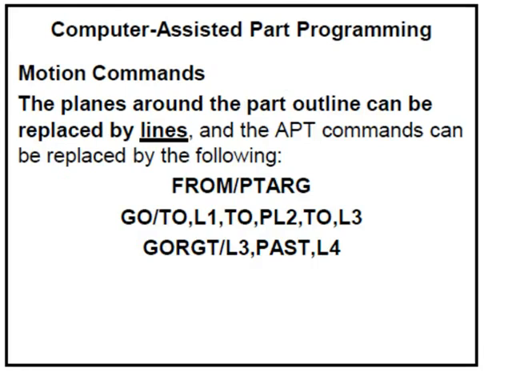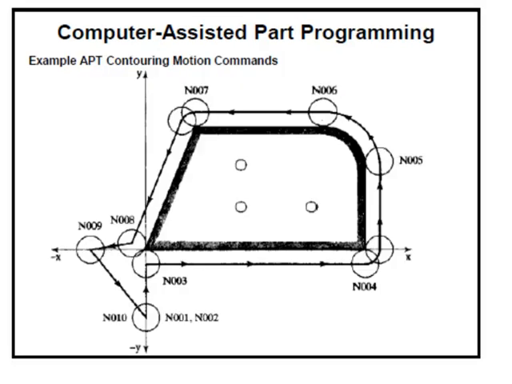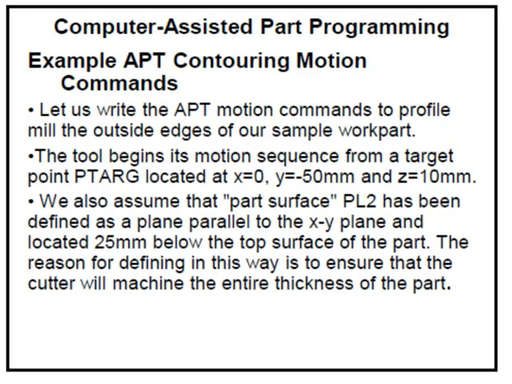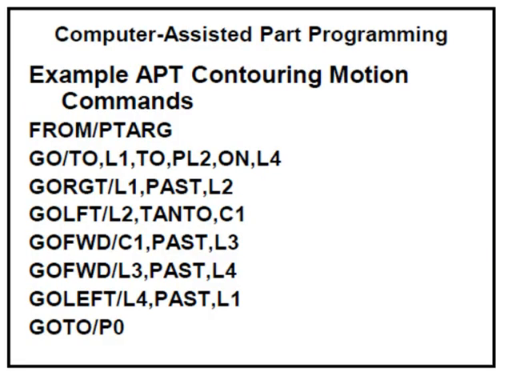The planes around the part outline can be replaced by lines and the APT commands can be replaced by the following: from /P target, go /to L1 to plane 2 to L3, like this. Also go to right L3 past L4. This is the way the motion commands can be written. And this milling operation geometry we have seen. For this, now we are going to see how to write the part programming for this milling operation. So this is the way by which we are going to write the program.